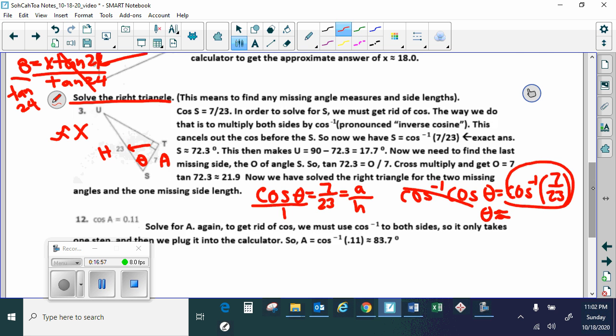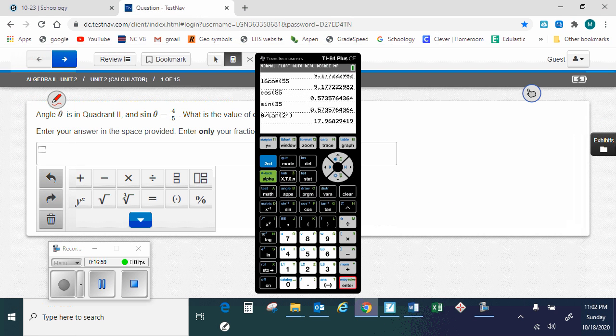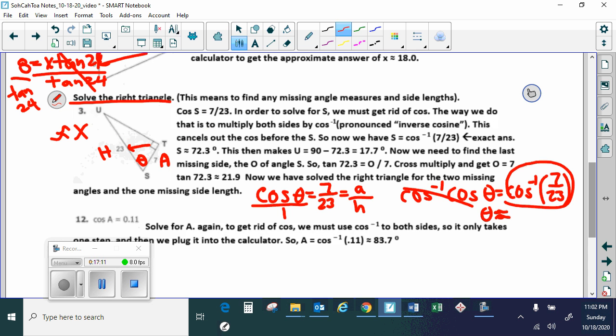So I do inverse cosine of 7/23. How I get inverse is second cosine. You see that? Right above cosine is inverse cosine of 7 divided by 23. Enter, and it's 72.3 degrees. Okay, so it's 72.3 degrees, which is what we have right there.